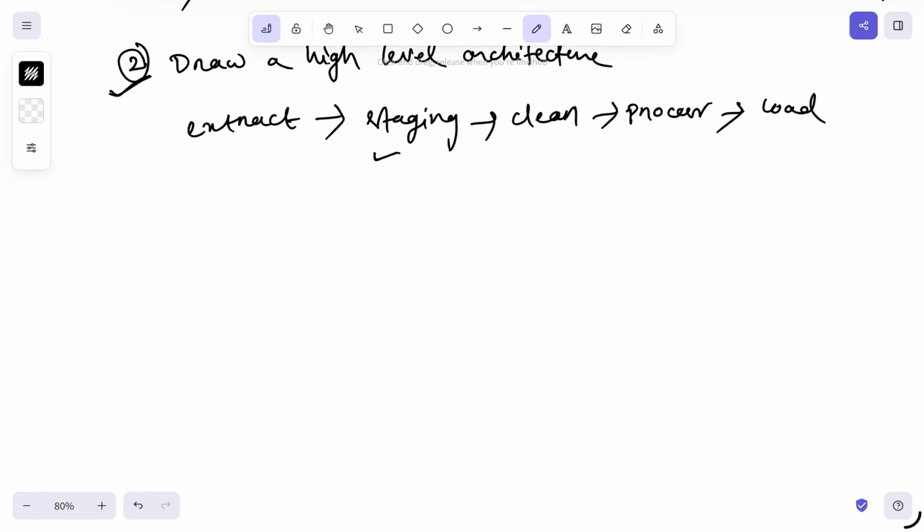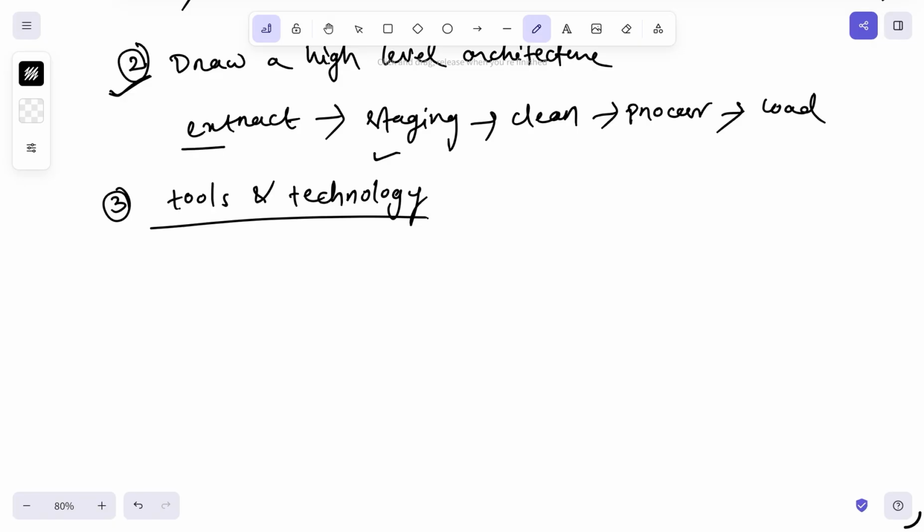Once you draw the high level architecture and explain the things, the next step is tools and technology. Here you can discuss what tools and technology you can use for each specific stage: for extraction, for the staging layer, for cleaning, for processing, and for loading, what tools and technology you have to use for each stage.